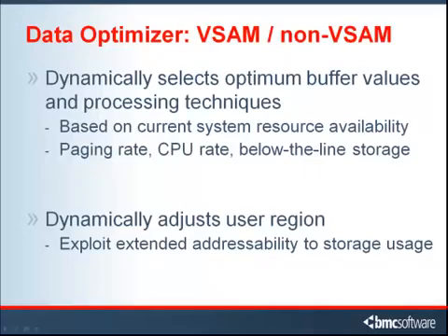The Data Optimizer dynamically selects optimal buffer values and processing techniques based on current system resource utilization. For example, it considers paging rate, CPU rate, below-the-line storage, and more when determining just how to optimize batch processing. Specifically, for QSAM files, also known as flat files, the Data Optimizer adjusts the region size to improve storage management. It takes advantage of extended addressability to acquire resources without having an impact on existing batch jobs. All of the optimization is transparent to the application, so you don't need to make any JCL or program changes.